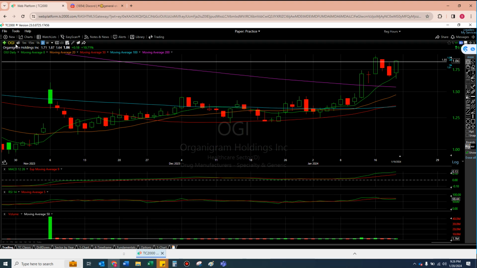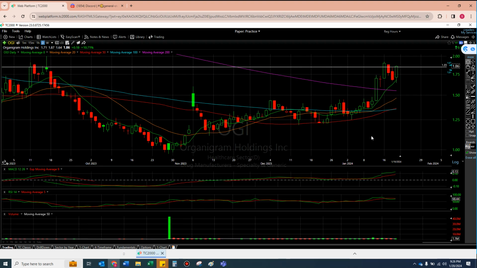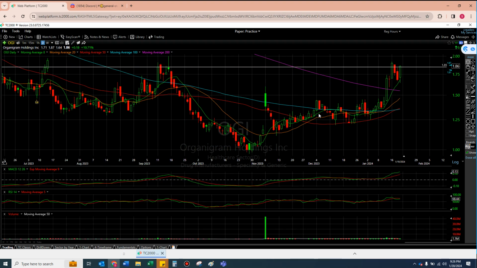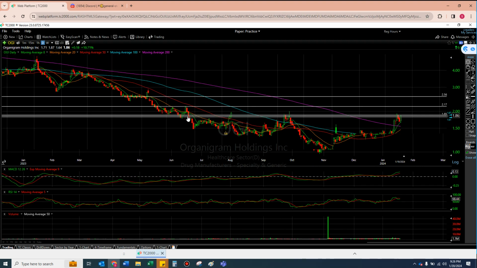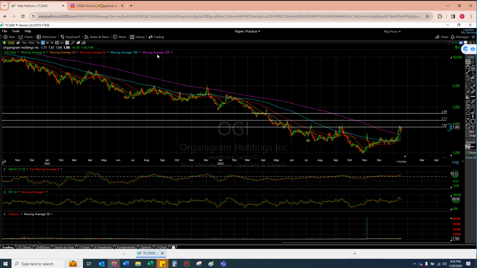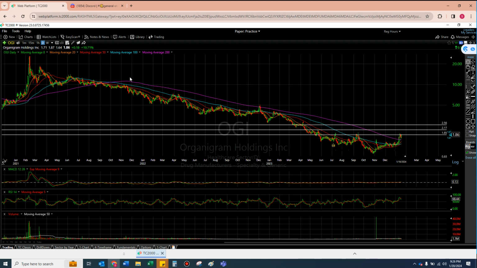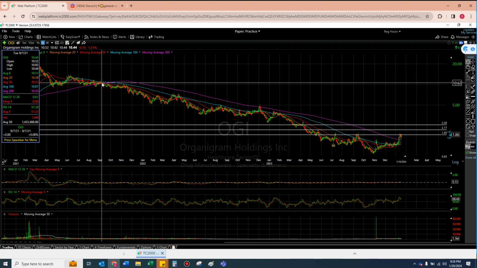OGI. Look, I've actually been bullish since right here. No, maybe it was right here. I don't remember. Nonetheless, it wasn't that long ago that we made the video before it escaped the 100 moving average. This thing is starting to make some technical moves. Look at this 200 line. Look how far back I'm zooming out on this thing.